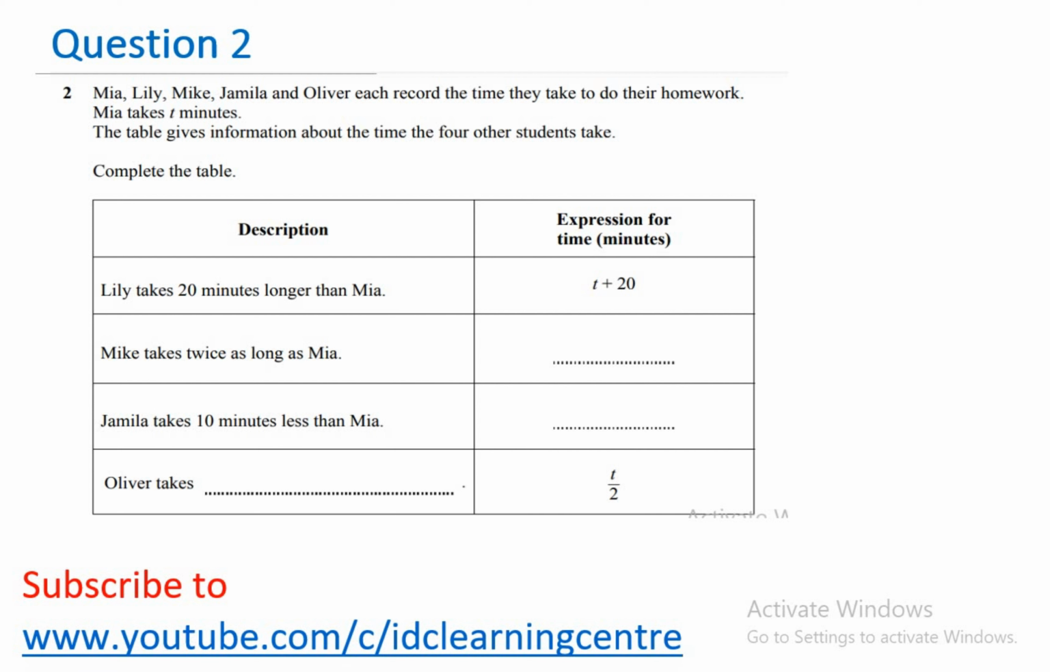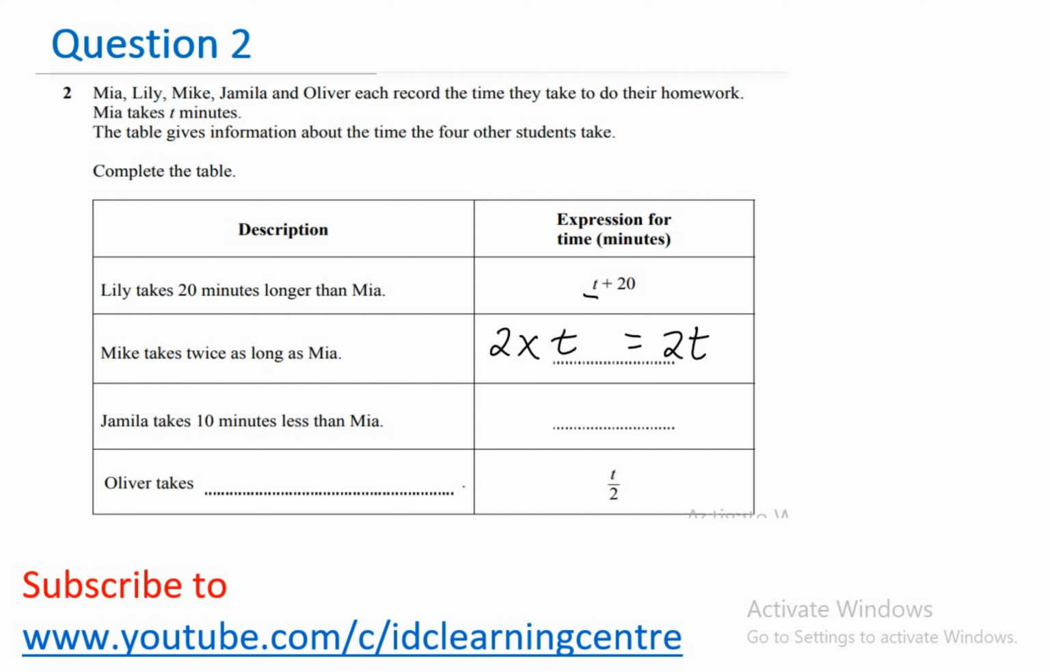So, in the description, Lily takes 20 minutes longer than Maya. It has been done. So if Maya is T, Lily will take T plus 20. That's 20 minutes longer. Mike takes twice as long as Maya. So if Maya is T, Mike takes 2 times T, twice as much. 2 times T is the same thing as 2T.